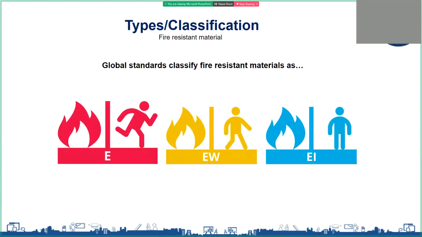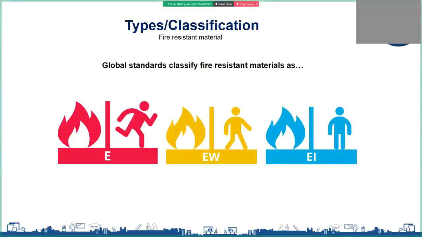That is where integrity and radiation control comes in. EW, or integrity and radiation control, is basically an extension of integrity. This material should satisfy all the conditions for integrity, and apart from that, it should also control a certain amount of heat transferring from one side to the other. So integrity plus radiation control, EW, stops the flames and smoke, and also controls the amount of heat that is transferred from one side to the other.